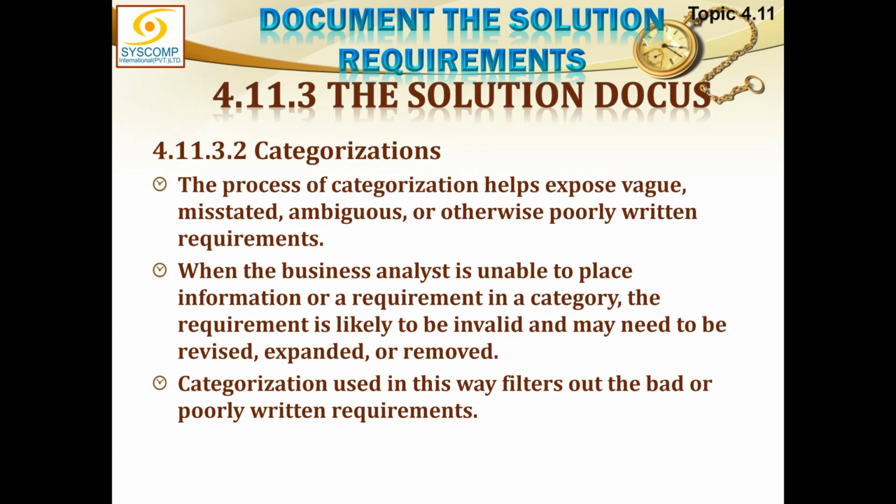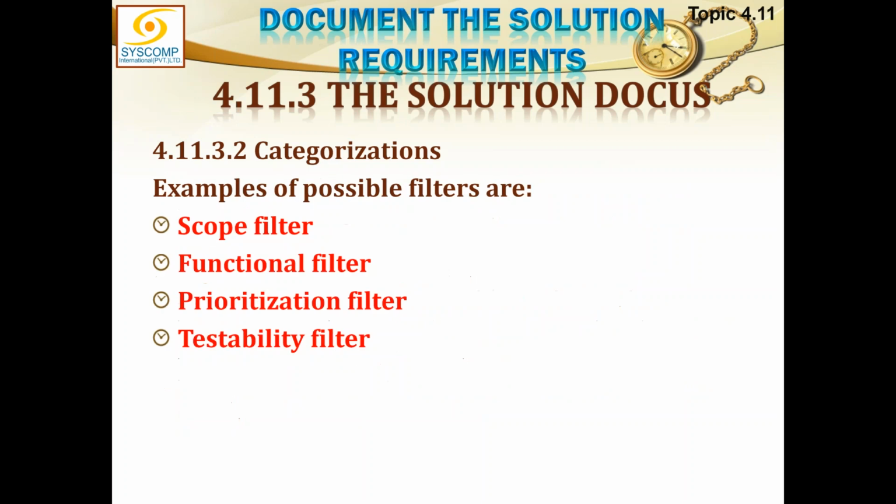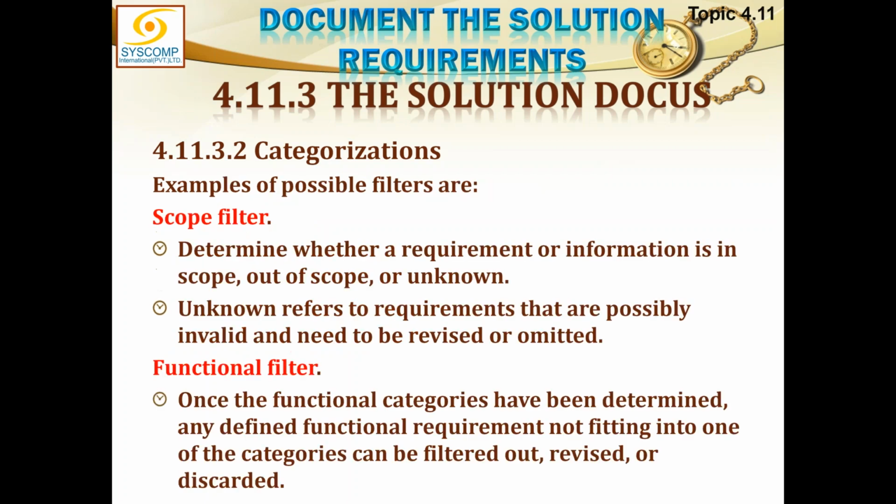Categorization used in this way filters out the bad or poorly written requirements. So all such requirements which are not valid must be thrown out. Examples of possible filters are: we could have a scope filter, we could have a functional filter, we could have a prioritization filter, we could have a testability filter. So there are various filters for your categorization. As far as the scope filter is concerned, it determines whether a requirement or information is in scope or out of scope, or unknown. Unknown refers to the requirements that are possibly invalid and need to be revised or omitted.